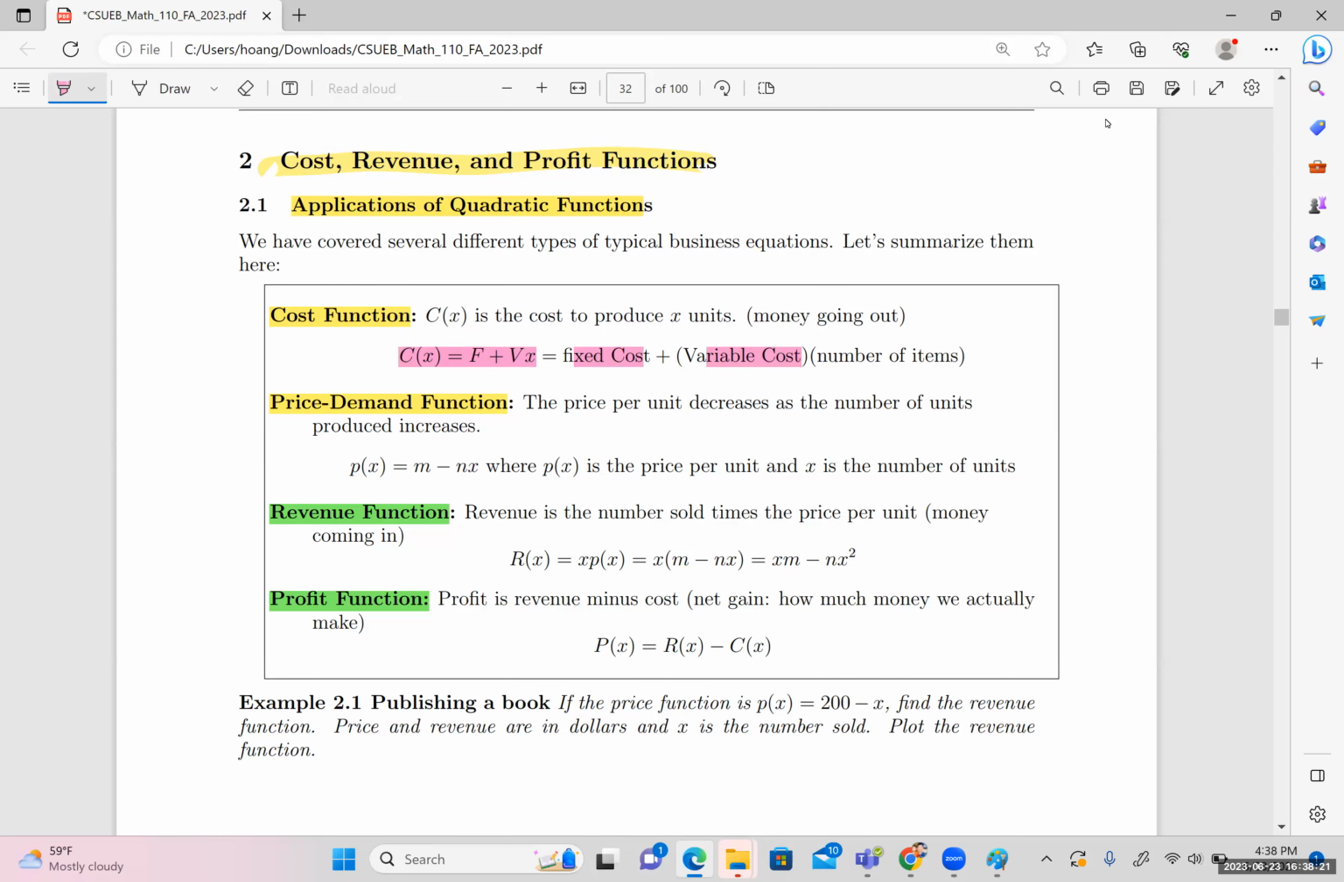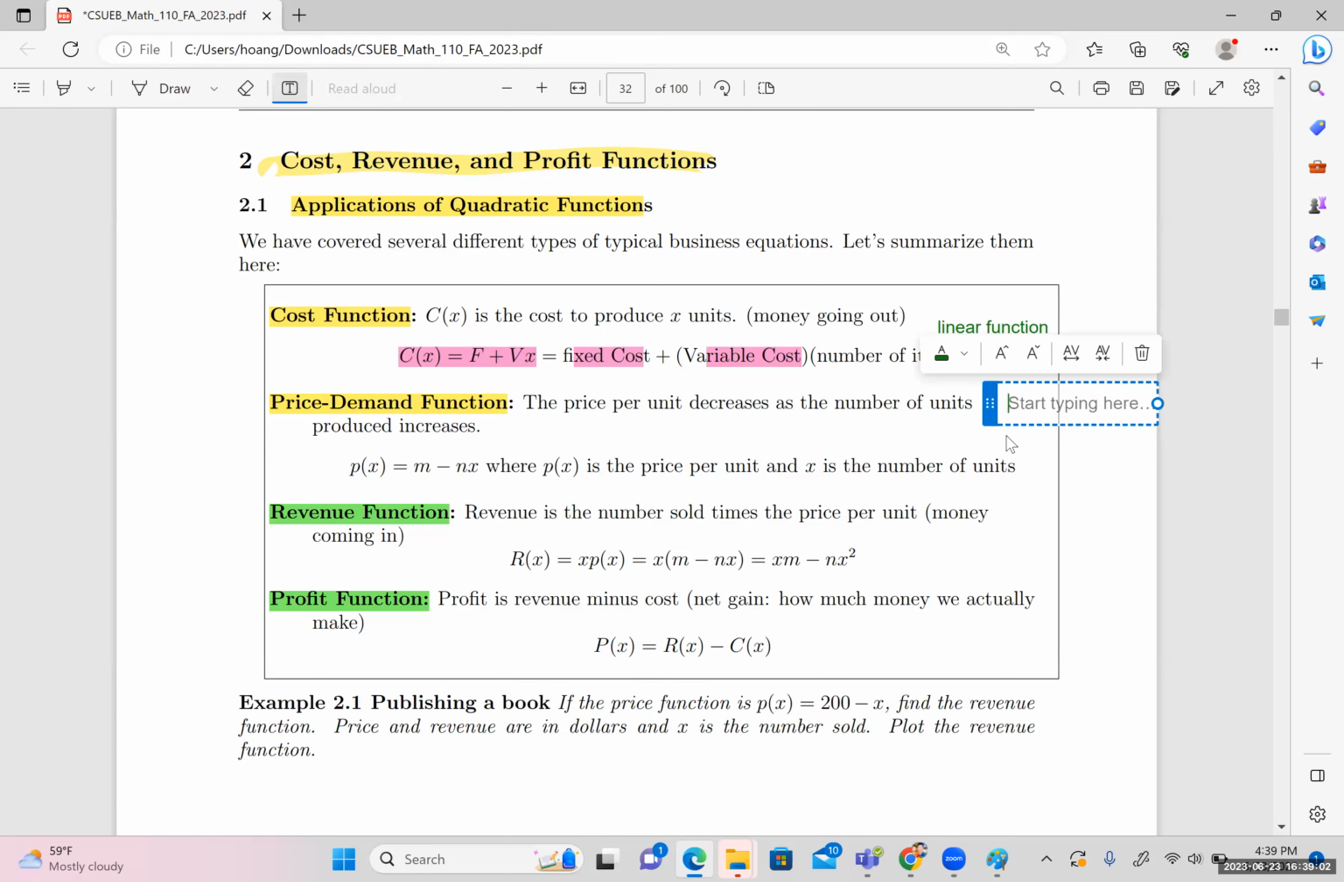Yeah. So this is the way we can produce a cost function. And as you see there, the cost function is actually a linear function, right? Since the fixed cost is the y-intercept and the variable cost, v here, is the slope, right?